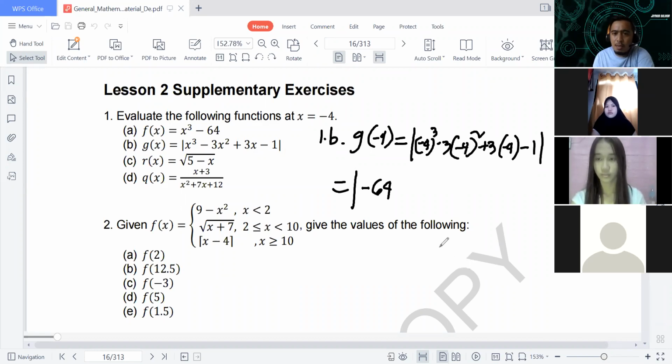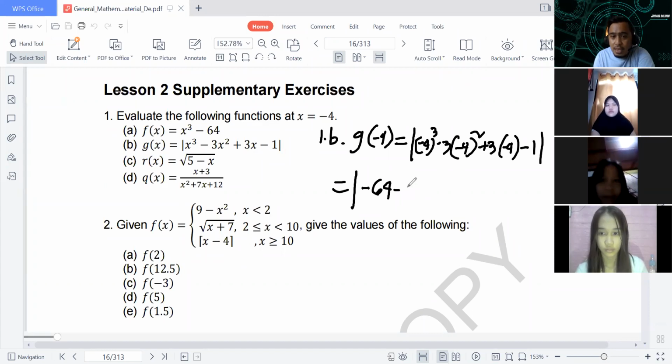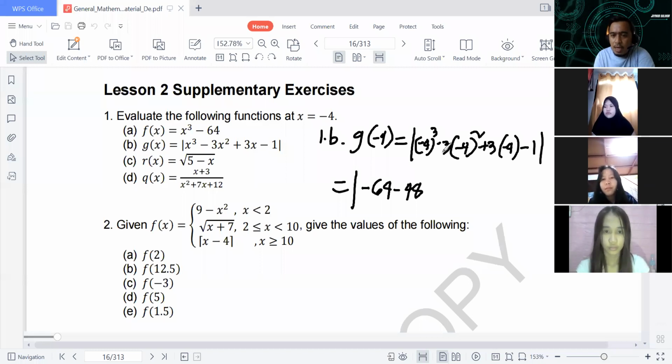And 16 times 3, what is 16 times 3, class? Say the answer. -48. So that is -48. Why negative? Because this is positive times a negative, that will still be negative. Positive times negative is negative. Okay, that's it. Then it will be -12, right? Then minus 1. And if you combine all of them, it will give you -60.